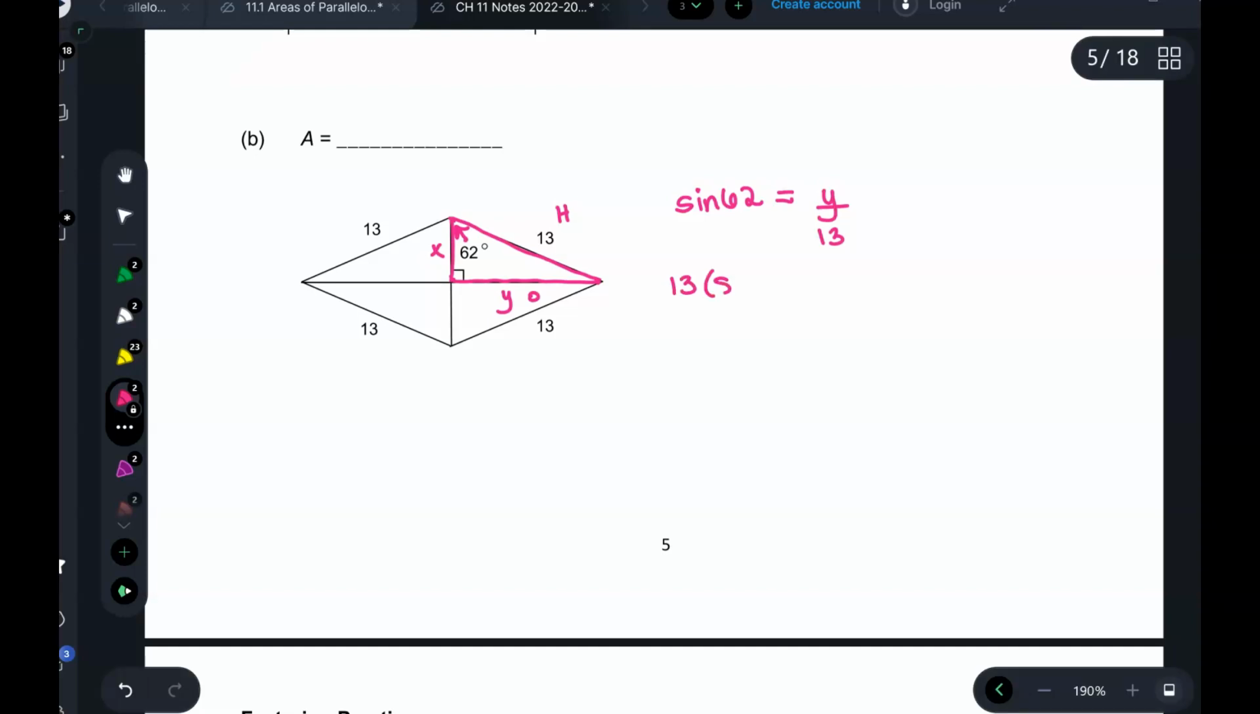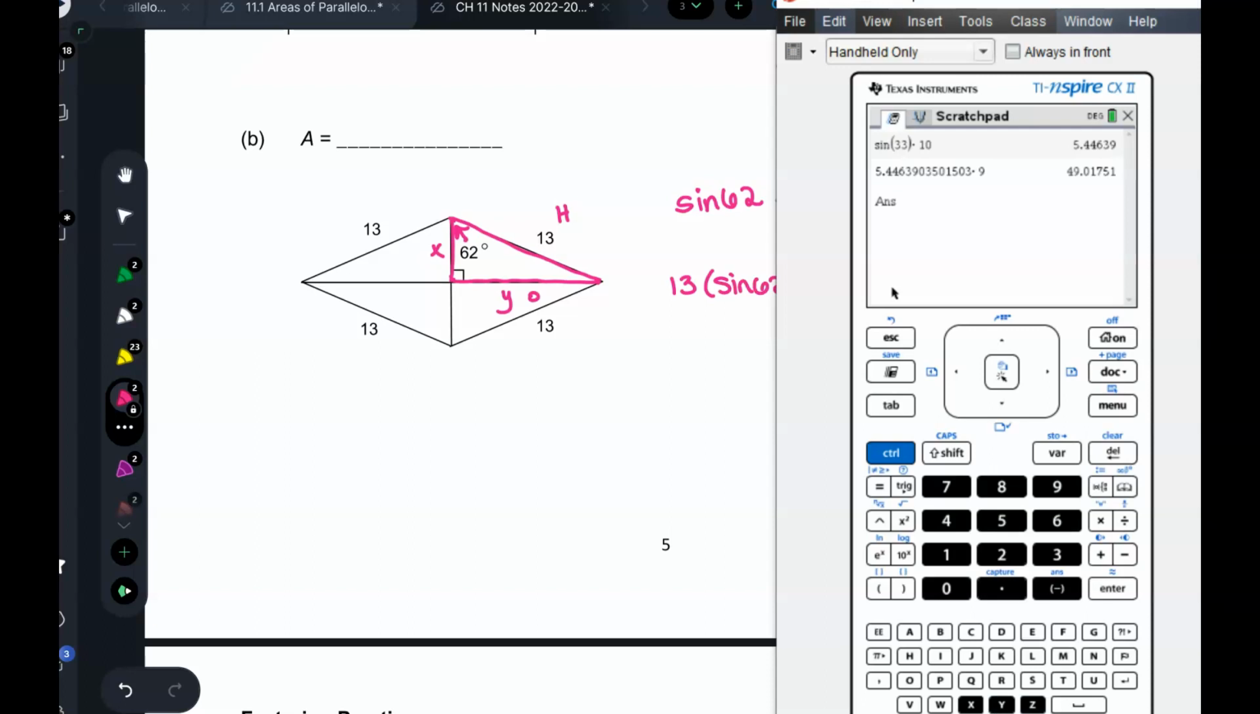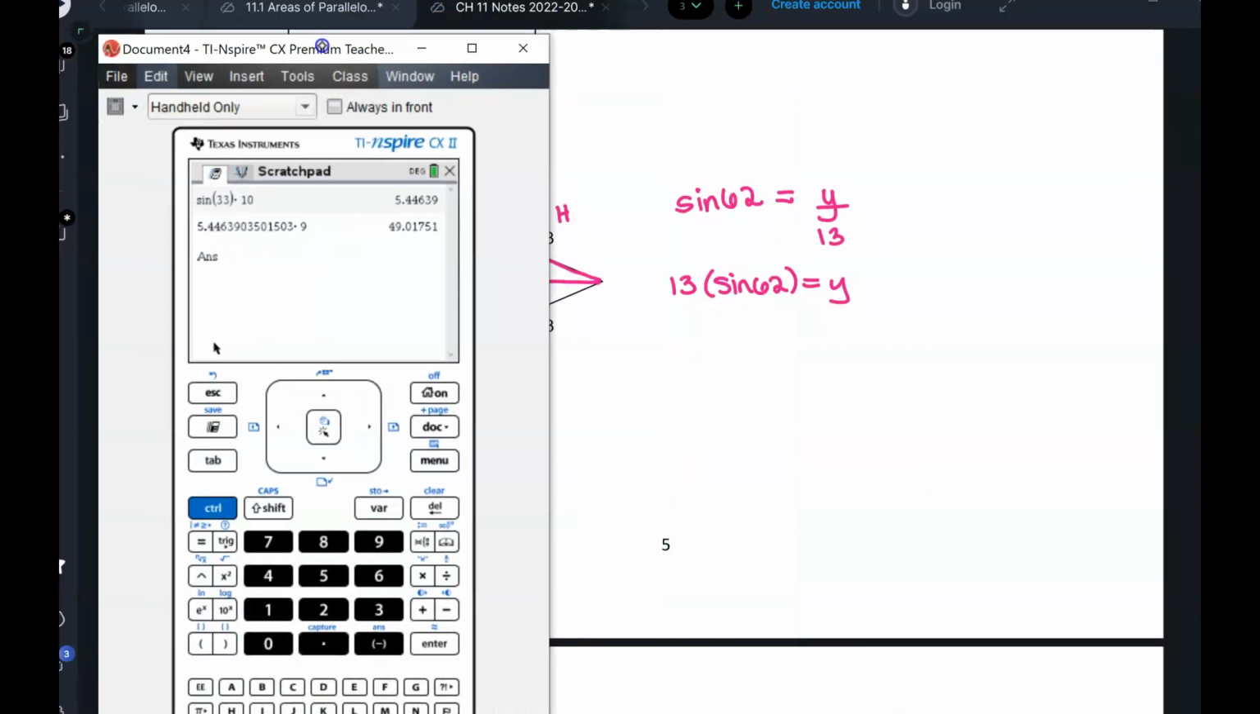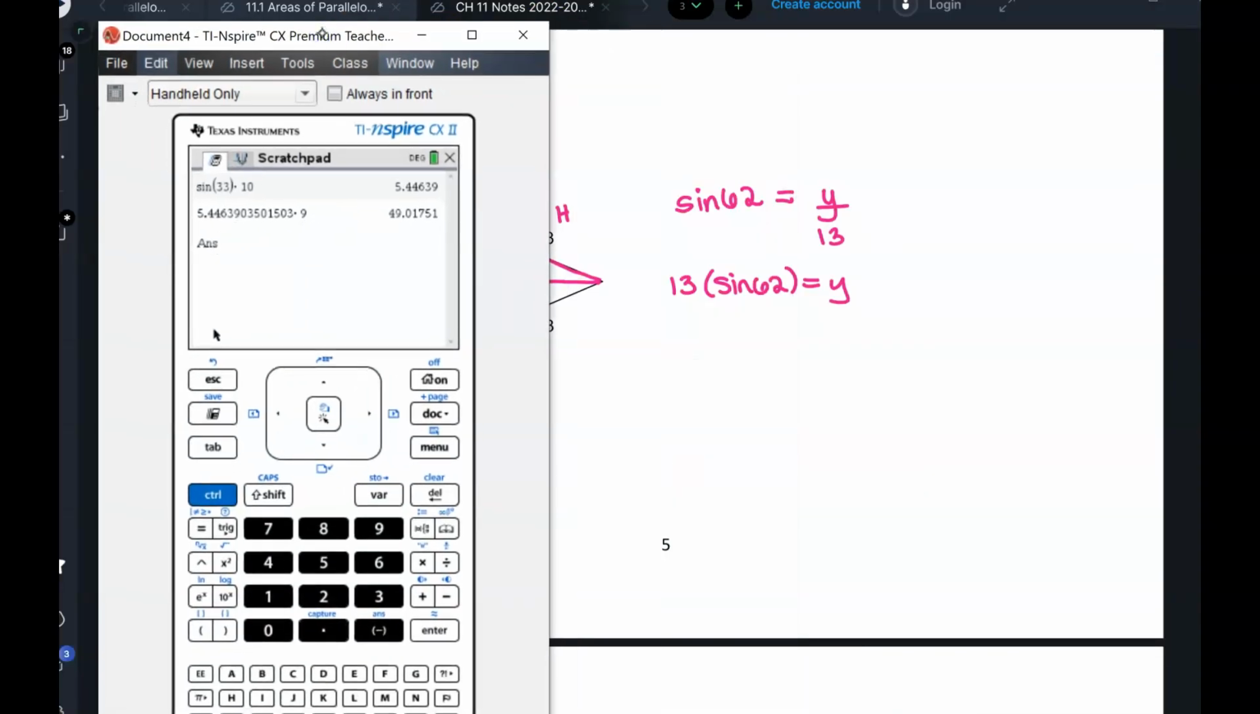So now it's 13 times the sine of 62. Okay, let's round to the hundredths place. Okay, so that comes out to 11.48.